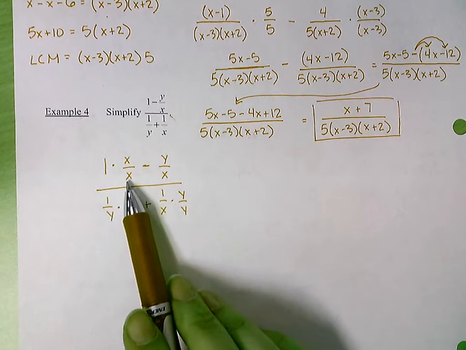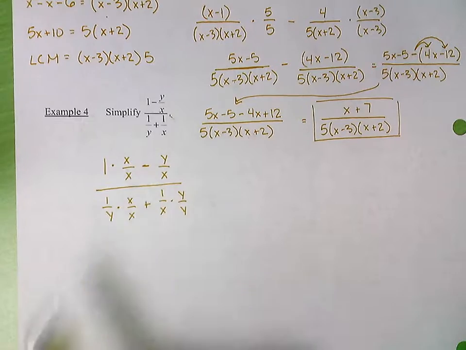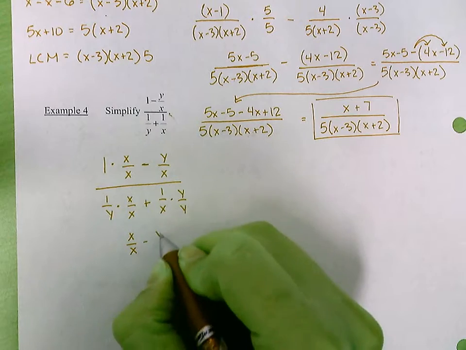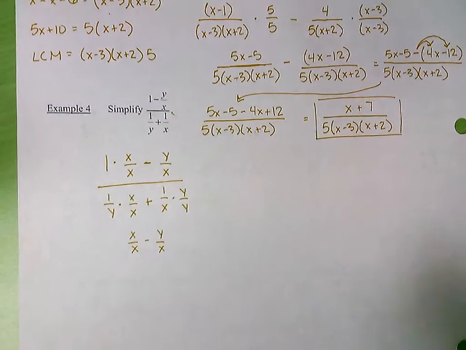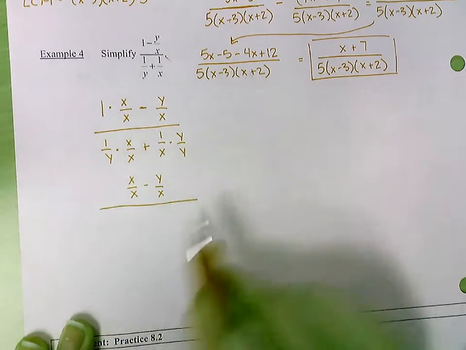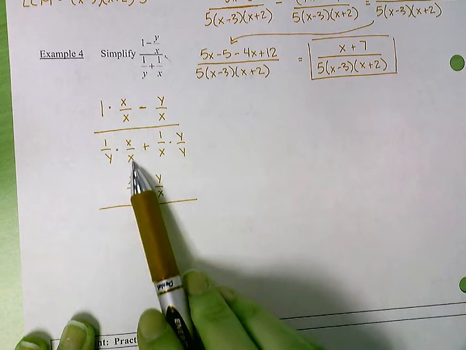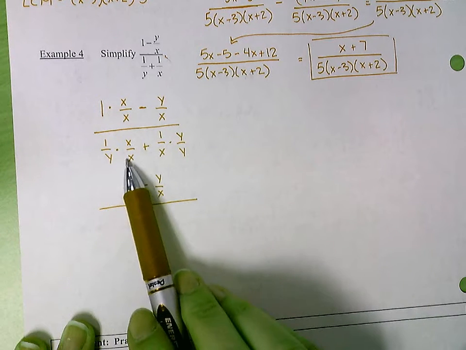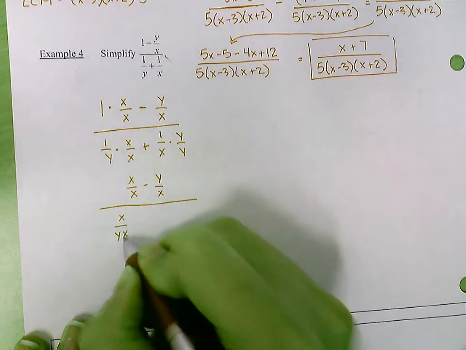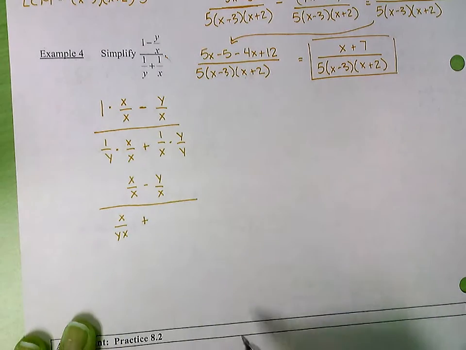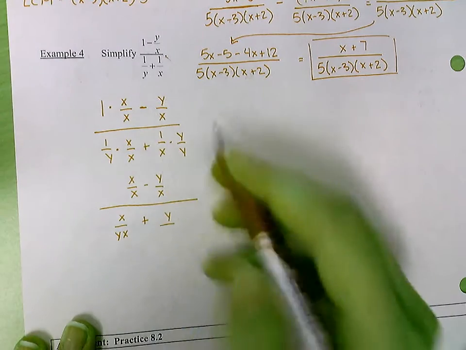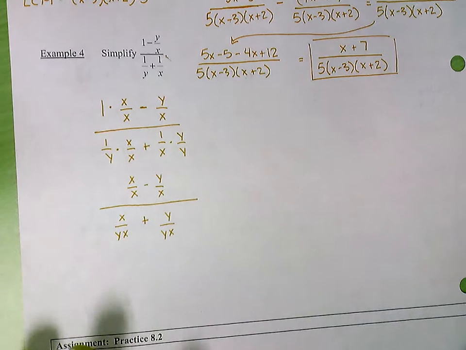So now up here, I have 1 times x over x, which is just x over x. And I have y, minus y over x. In that denominator piece, here, multiply straight across. So I have x over yx plus, again, multiply straight across. I have 1 times y is y over, just going to write it as yx because that's what I did in the first one.